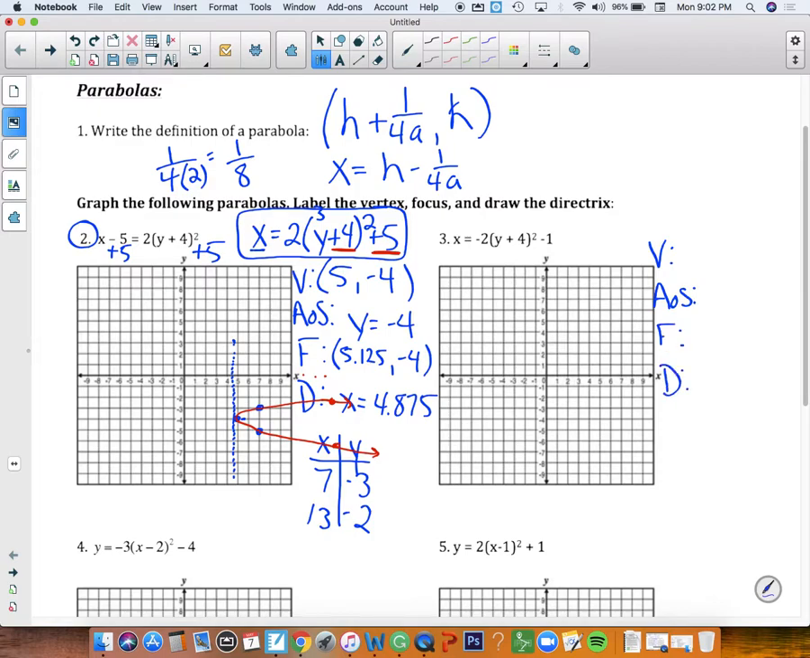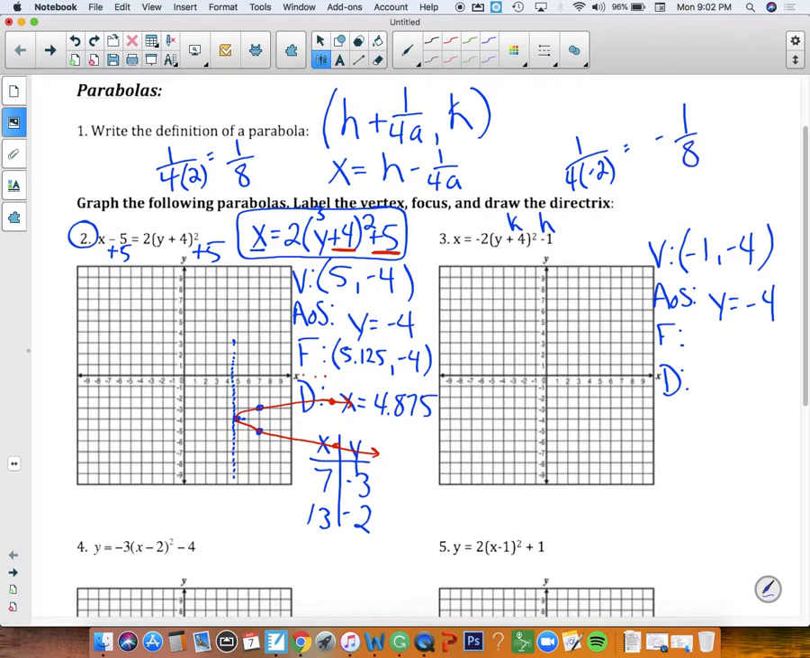All right, my vertex here is negative 1, negative 4. Remember, it's always h, k, there like that. Axis of symmetry, since it's an x equals, we need y equals negative 4. Focus, we need the 1 over 4a. So it's a negative 1/8.